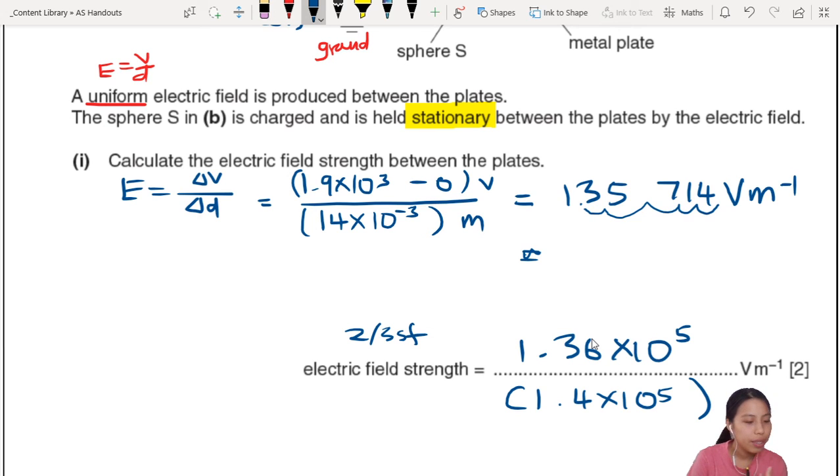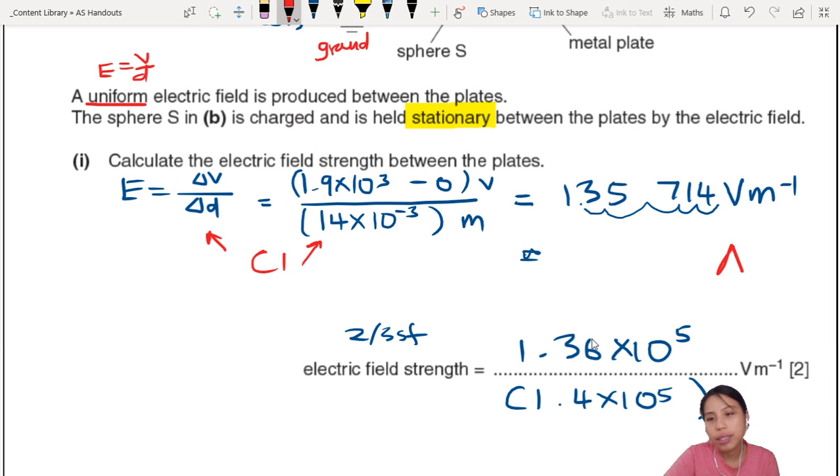Alright, so that's how you can find electric field strength. Where do the marks come from? Take a guess. First one comes from the formula. If you show that you knew how to use V over D, either here or here, that's a C1, C for compensatory. Then if your final answer is correct, that's your A1 mark, A for accuracy. Ta-da! Not too bad so far.